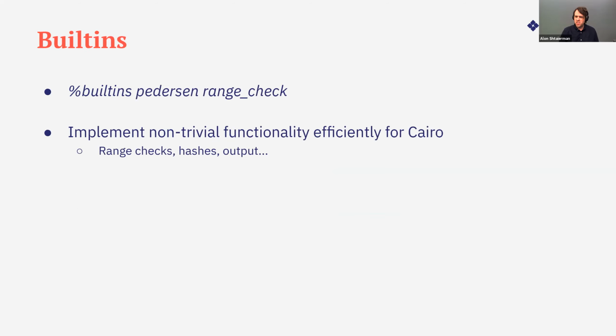Next up is built-ins, which I mentioned very briefly when we were looking at the code. Again, these are modules that implement some non-trivial functionality in an efficient way for Cairo. These functionalities include output, hashes, and even range checks. Because when you're dealing with finite fields, partial orders are not very well defined.